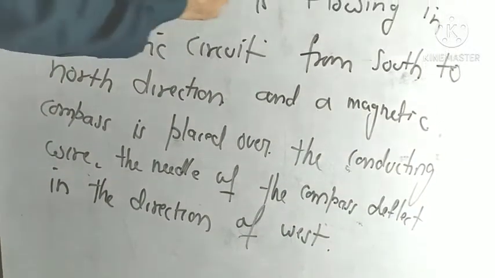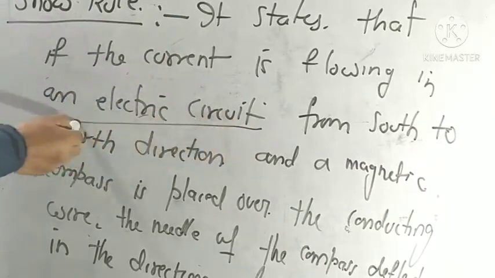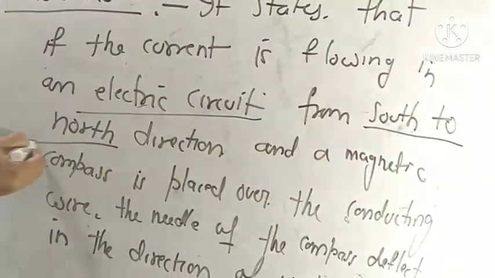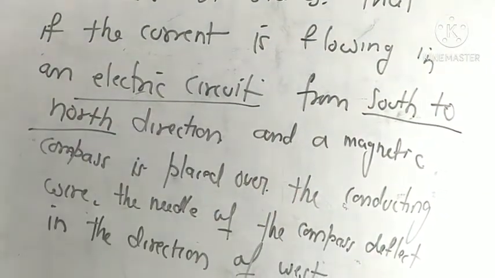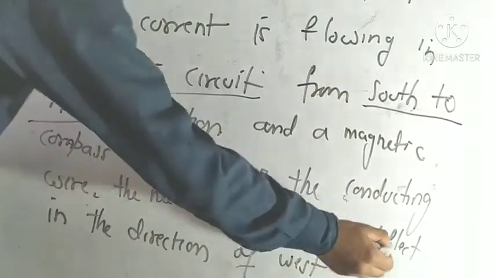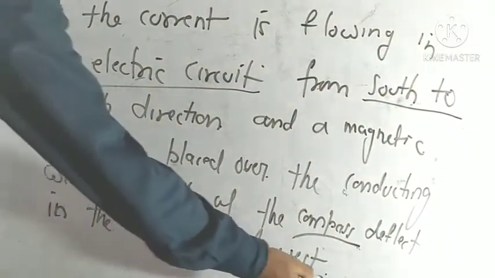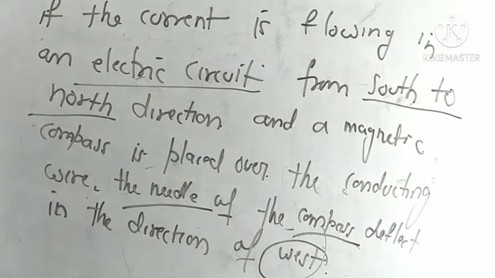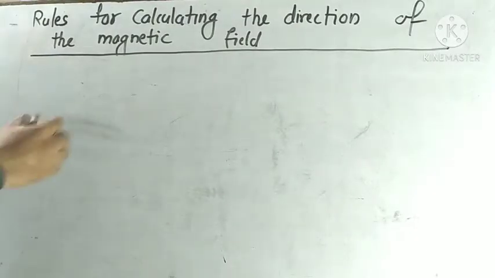I mean, it states that if the current is flowing in an electric circuit from south to north direction, and a magnetic compass is placed over the conducting wire, the needle of the compass deflects in the direction of west. Okay, and this is the snow rule. Now we discuss the right hand thumb rule. Our next topic is the right hand thumb rule.